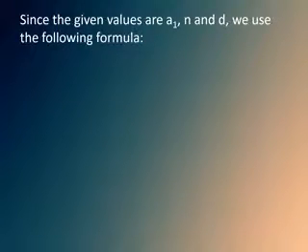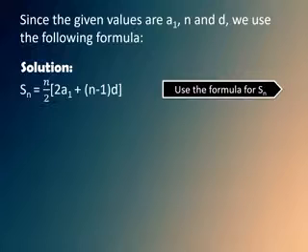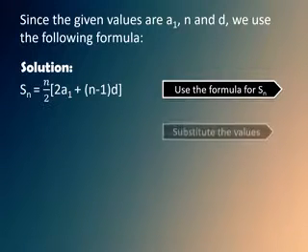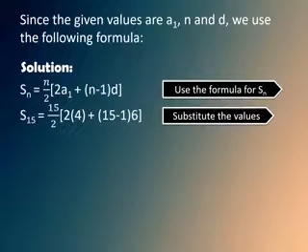Since the given values are a sub 1, n, and d, we use the following formula. S sub n is equal to n over 2 times the quantity 2 a sub 1 plus the quantity n minus 1 times d. Next step, substitute the values. S sub 15 is equal to 15 over 2 times the quantity 2 times 4 plus 15 minus 1 times 6.